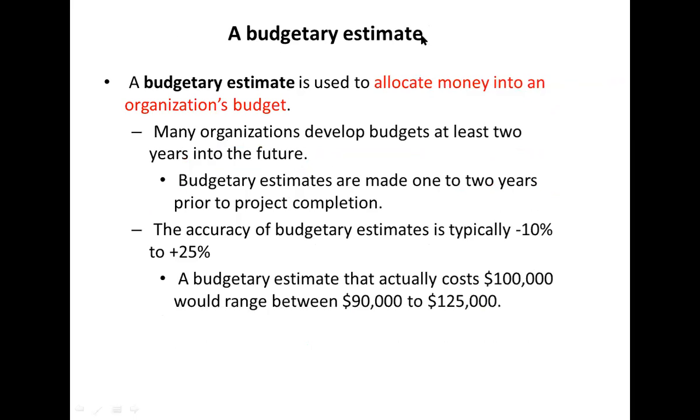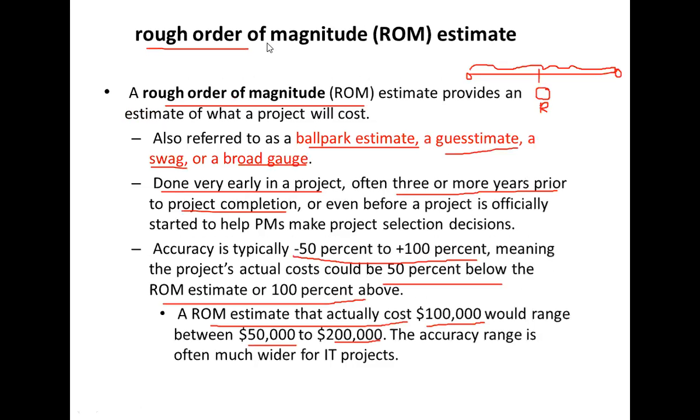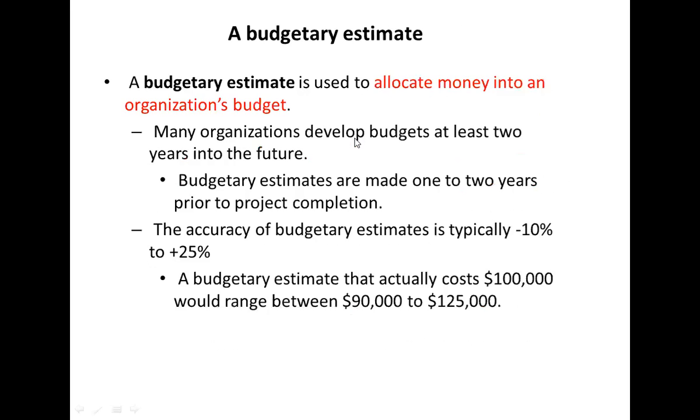And the second type is the budgetary estimate. This budgetary estimate is normally used, as the name implies, to allocate money into the budget. Normally organizations develop budgets 2 years into the future. So this is normally done 1 to 2 years prior to project completion, maybe 2 to 5 years, 3 or more years prior to project completion, even 5 years. Some projects may last for 5 years, that's why.